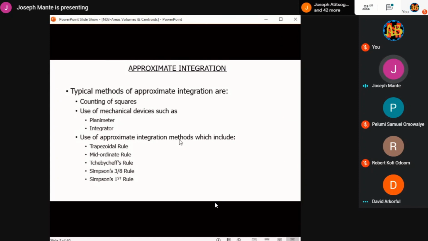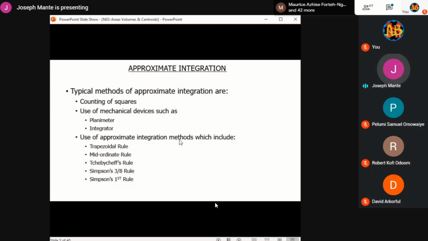Okay, so we go to the approximate integration. We said I have two methods: the approximation and the empirical method. So we pick the approximation integration method. Typical methods of approximation integration are counting of squares. What I said earlier was, when you have the hull and you want to calculate its area, or the deck's area, you have to measure it. You have to divide it into a number of squares, then count them. When you have squares, you can say, length times breadth.